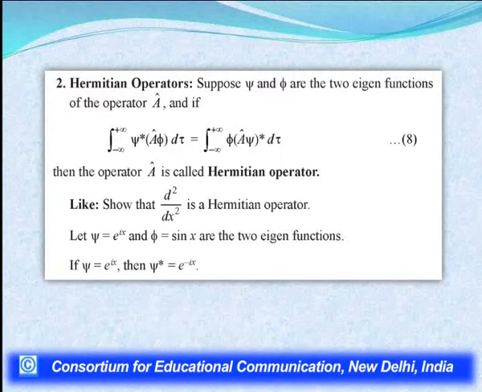To see whether an operator is Hermitian or not, just as we checked whether an operator is linear by applying it on some function, we have to apply it on some functions. For this we have to take two functions. Let me explain in a very simple manner. Suppose we have two functions, psi and phi.